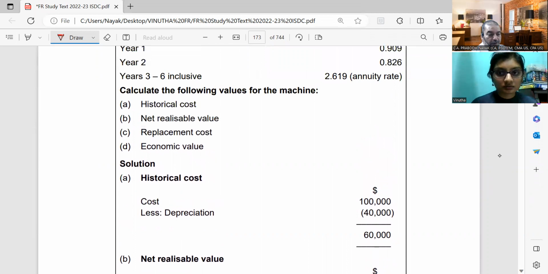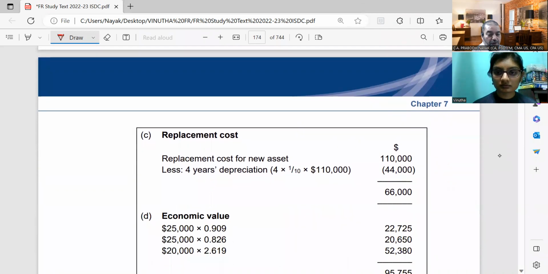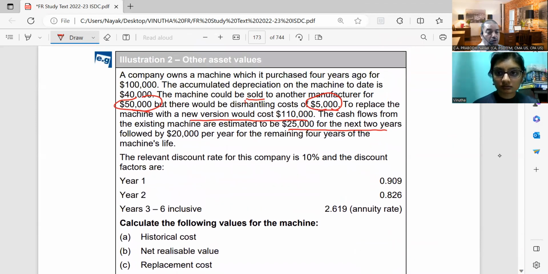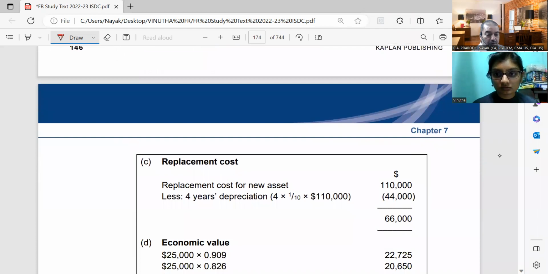Okay. Third is replacement cost. Replacement cost for a new asset is $110,000, which is the value that they have given. New version would cost $110,000. But now the asset is 4 years old. So that $110,000 you have to depreciate for 4 years. So I will take $110,000 into 1 by 10 because life of the asset is 10 years. So divide by 10, so 11,000. 11,000 into 4 years depreciation, so multiply by 4. So total depreciation for the 4 years is 44,000. 110 minus 44, 66,000.